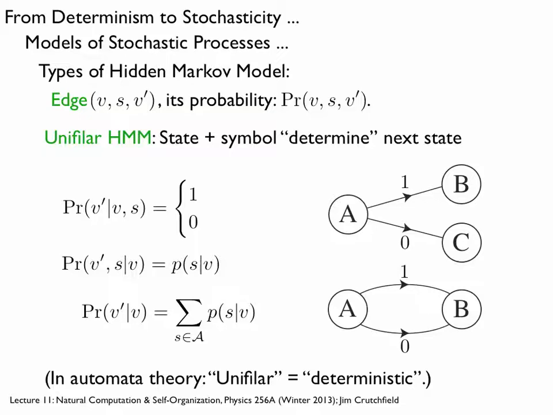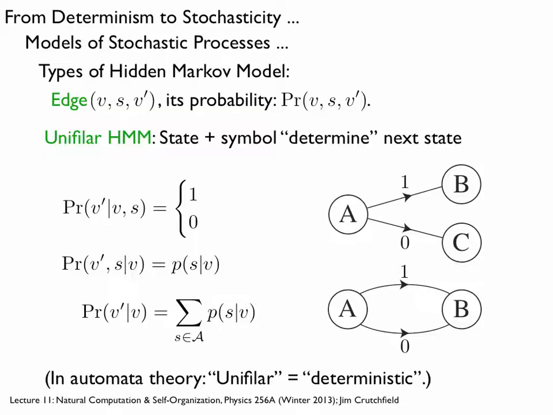If I know the state and the symbol, then the state I go there with probability 1. Or the other way to say it is if I know the state, then my uncertainty over the next state and the symbol is the same thing as the uncertainty in the symbol I'm going to see.